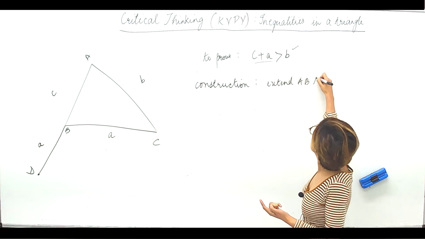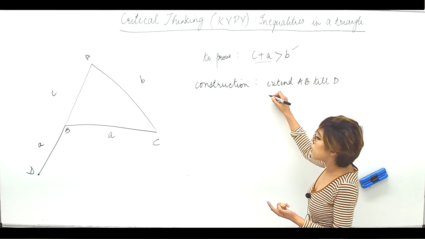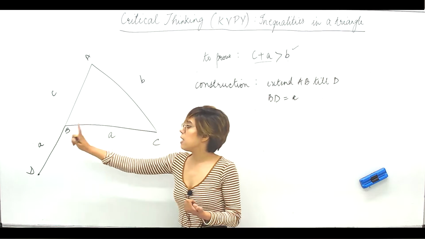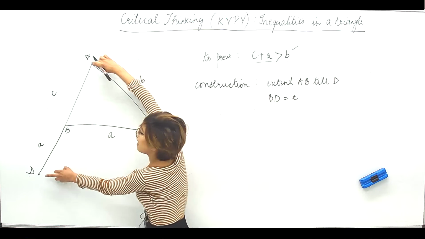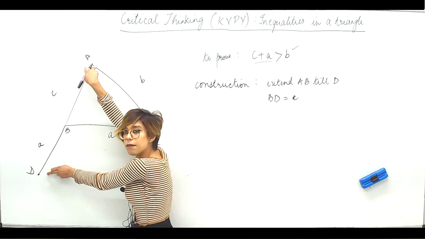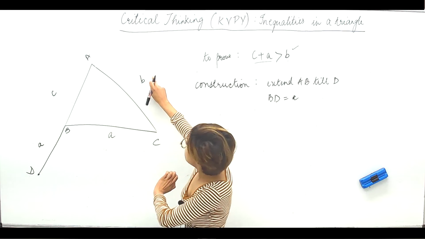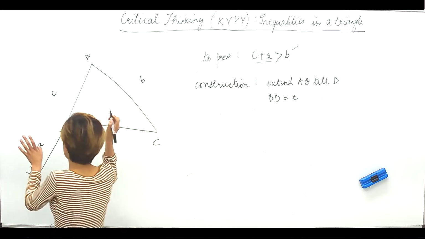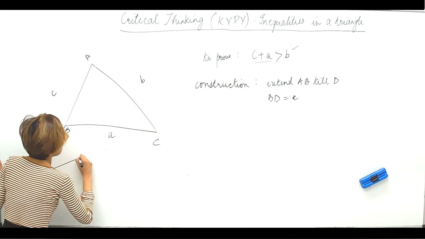Extend AB till D such that BD is equal to A. Right? This is A, this is A. Now this side, AD, is C plus A. I have a single side C plus A now. अब मुझे क्या involve करना है? B. So what I'll do is this, I need to involve this. So I will join D and C.